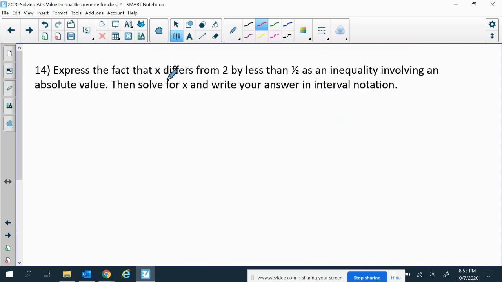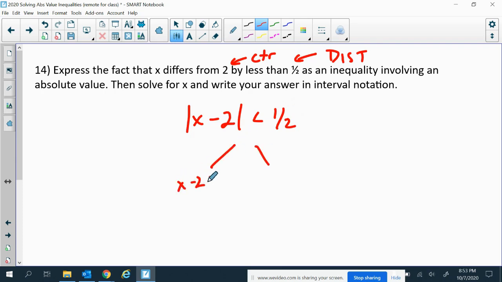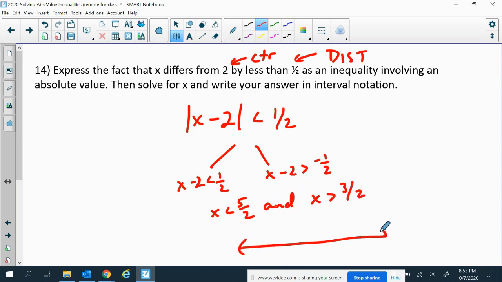Finally, x differs from 2 by less than 1/2. So x minus 2, this represents my center. This represents my distance. So less than 1/2. I can solve this. X minus 2 is less than 1/2. X minus 2 is greater than negative 1/2. I get x is less than 5/2, and x is greater than 3/2. I have this 3/2 and 5/2, and interval notation would be 3/2, comma 5/2.